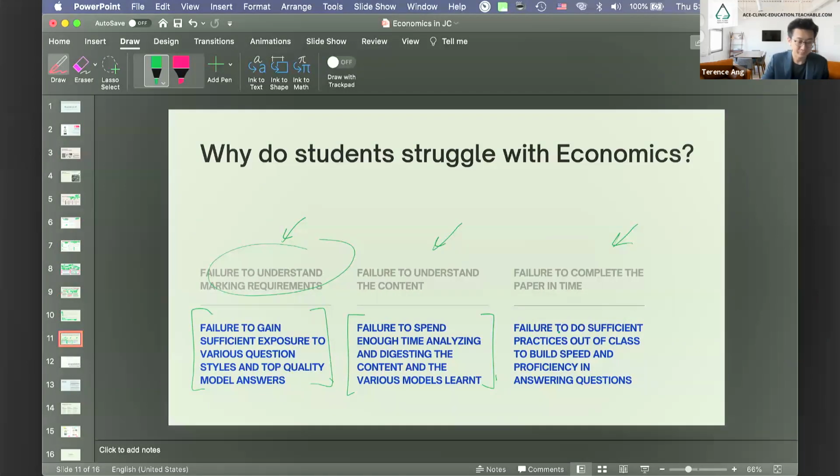And the last is this, which is the time pressure. The key here is you do want to build your writing speed. That is important, right?